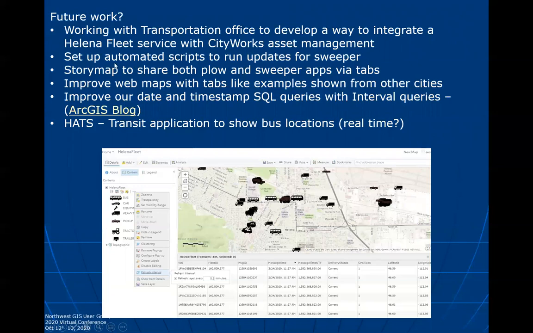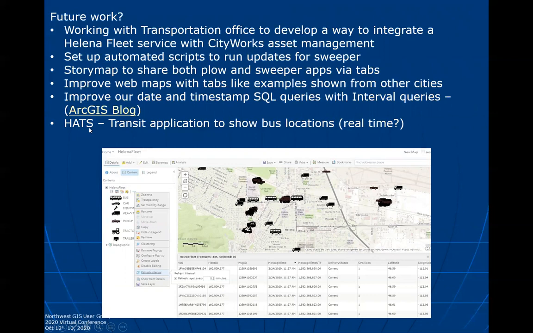My eventual goal is I'd like to do a story map where I contain both a plow and a sweeper app within a tabbed area that people can just go to one spot and be able to pull up either one. I want to improve these web apps, these maps, make them look a little bit better. There is a new timestamp SQL query that I'm really excited to try out called interval queries. There's a blog post about that that you can feel free to look at.